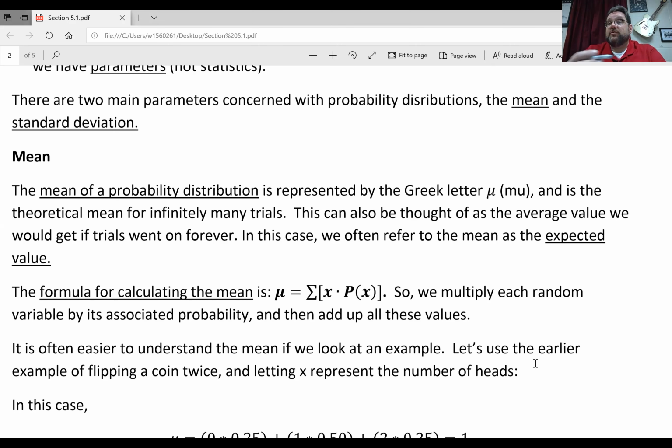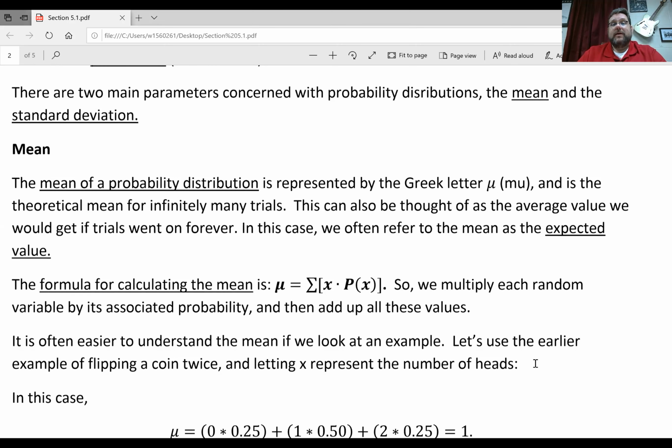Now, when we're talking about discrete random variables, which we are here, we can directly calculate the mean. And the mean is this value right here, mu equals. Now that big E-looking thing is called sigma, and sigma means we're adding things up. It's a summation. So we're taking the value of the random variable times the probability, then doing that for the next one, the value of the random variable times the probability, and then we add all those up, and that will give us our mean.